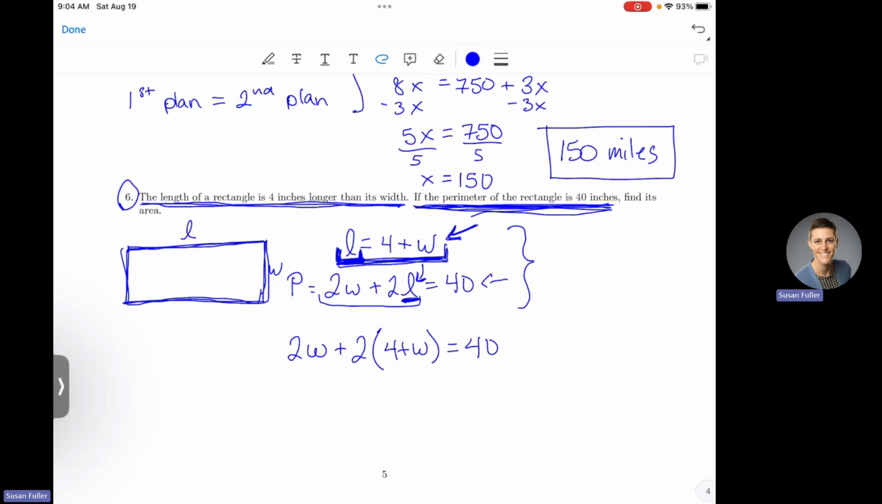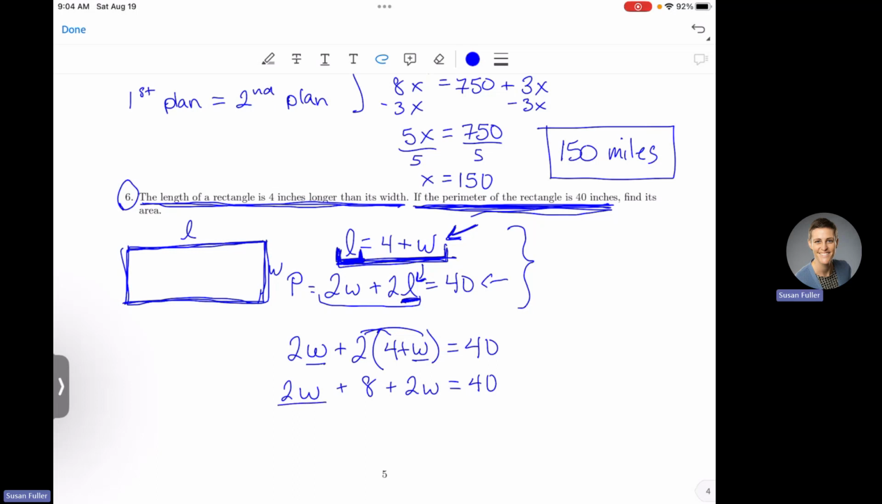But now that we've taken this 4 plus W and plugged it in for L, we've got one equation in one variable. W is our variable. Again, if your brain doesn't like that, go ahead and make it an X. So now to solve this, the first thing I have to do is simplify, and I've got to distribute this out first. So we're going to have 2W plus 8 plus 2W is equal to 40.